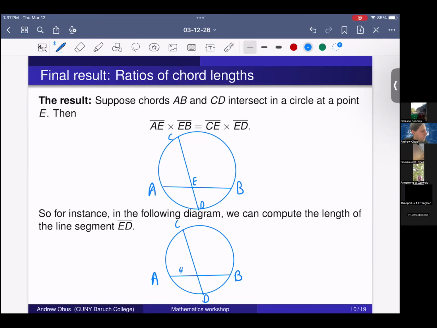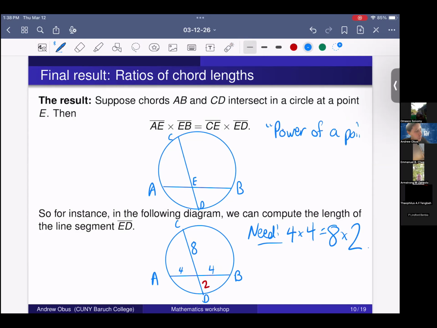Let's say that this is 4 here, and this is 4, and this is 8. Then I can figure out the length of the other side. It needs to be 2, because 4 times 4 is equal to 8 times 2. So if you're given three of these line segments, you can compute the length of the fourth one. That length is going to be 2. Sometimes this is called the power of a point theorem. I'm not really sure why it's called that, but if you want a name, that's a name for it.